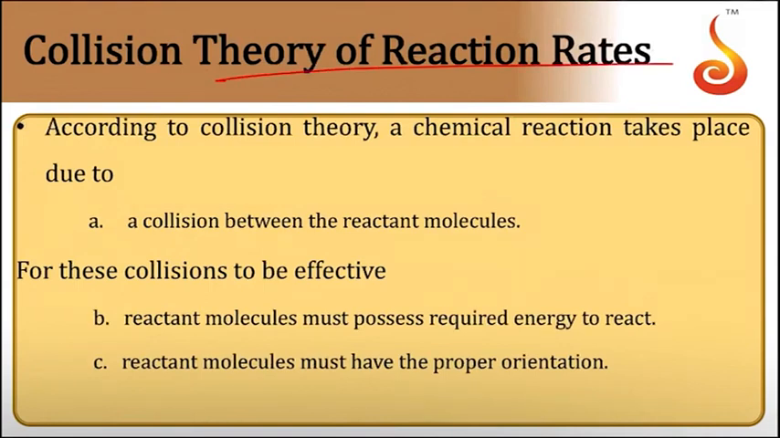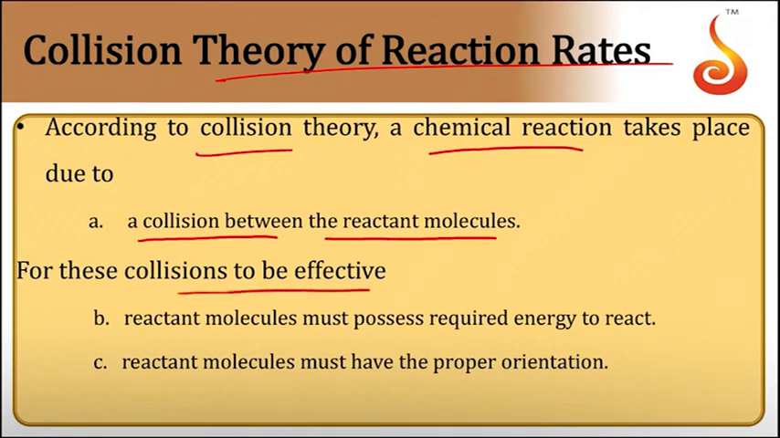Then comes the collision theory of reaction rates. According to this theory, a chemical reaction takes place due to a collision between the reactant molecules. Meaning without collision, a reaction cannot happen according to collision theory of reaction rates. And for these collisions to be effective in nature, there are two things: reactant molecules must possess required energy to react, and reactant molecules must have proper orientation. So, unless collisions are taking place, reactions cannot happen.